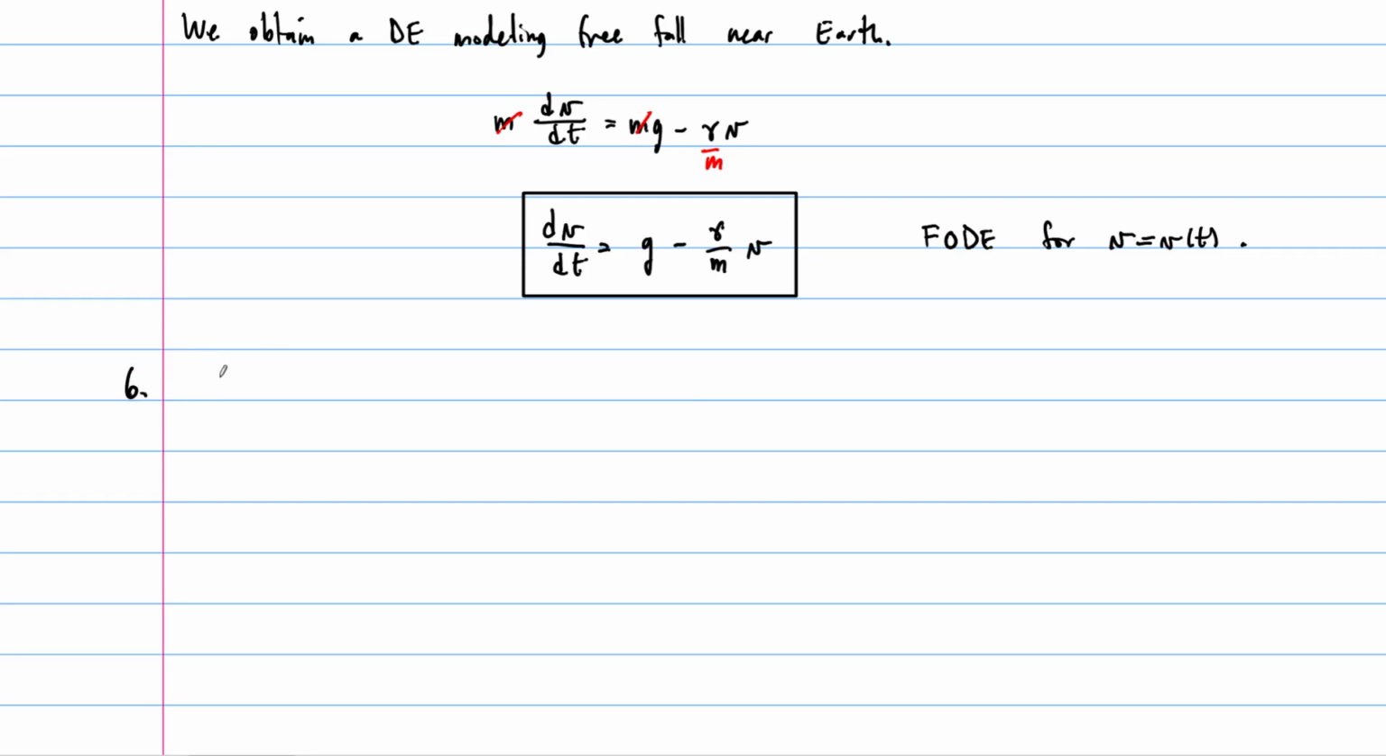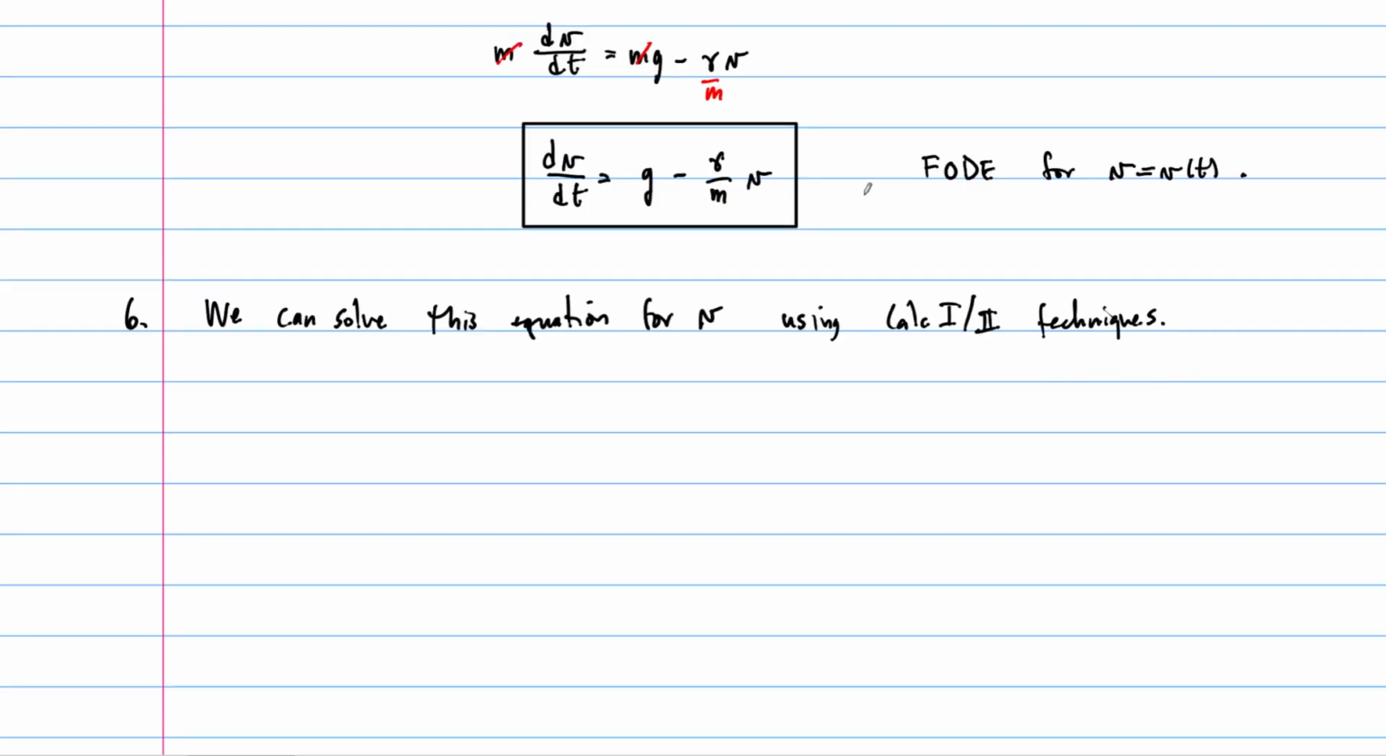I'll write it this way. We can solve this equation for v using Calc 1 or Calc 2 techniques. Really both, right? Calc 1 and Calc 2. All right, so I'll get us started and then I'm going to let you work on it. But one idea is that you can factor out some terms here and then you can separate this equation, okay?